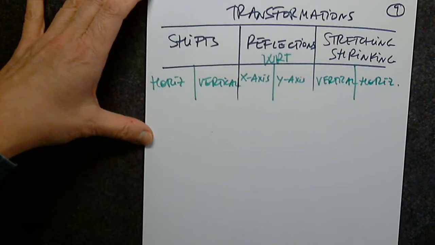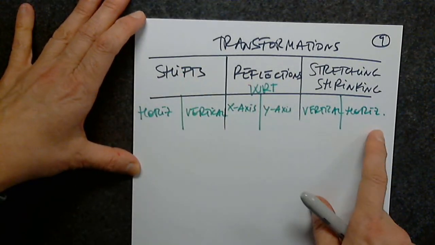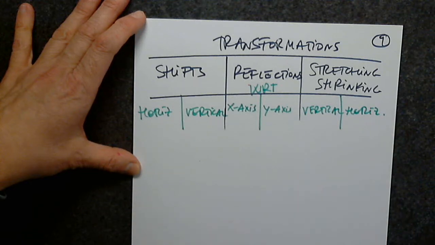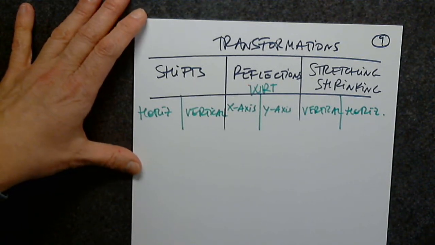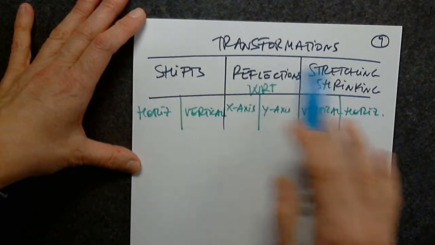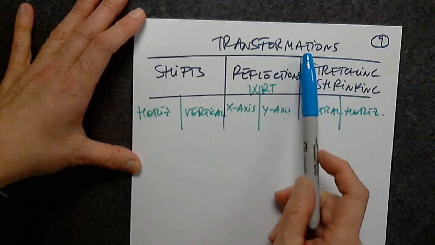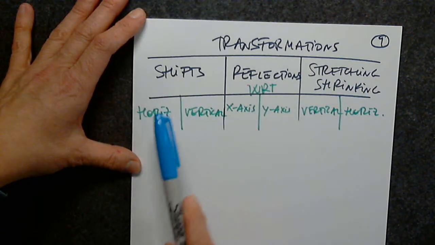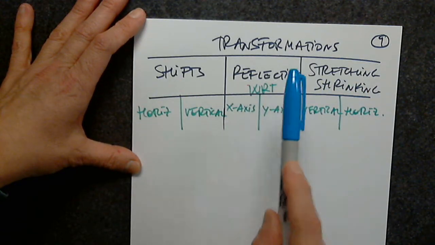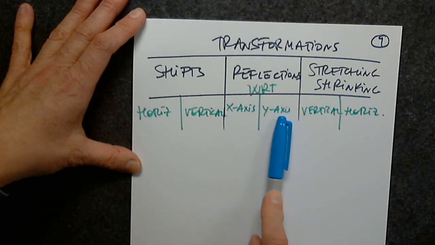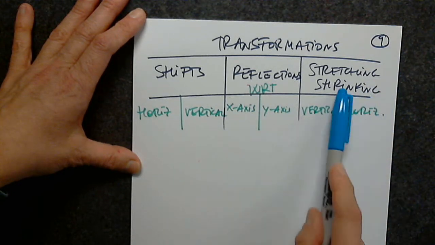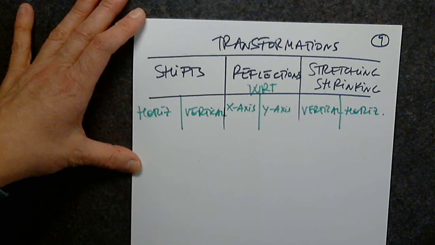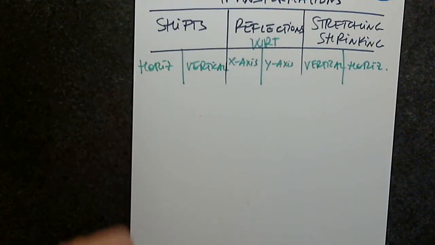Okay, let's start with shifts. Should I read this again? No excuse, I'm standing and that's why my handwriting is not perfect anyway. But do we understand, or should I read this again? So transformations: shifts, reflections, stretching, shrinking. Shifts, horizontal, vertical. Reflections with respect to the x-axis or the y-axis. Stretching, shrinking, vertical, horizontal. So let's start with shifts.